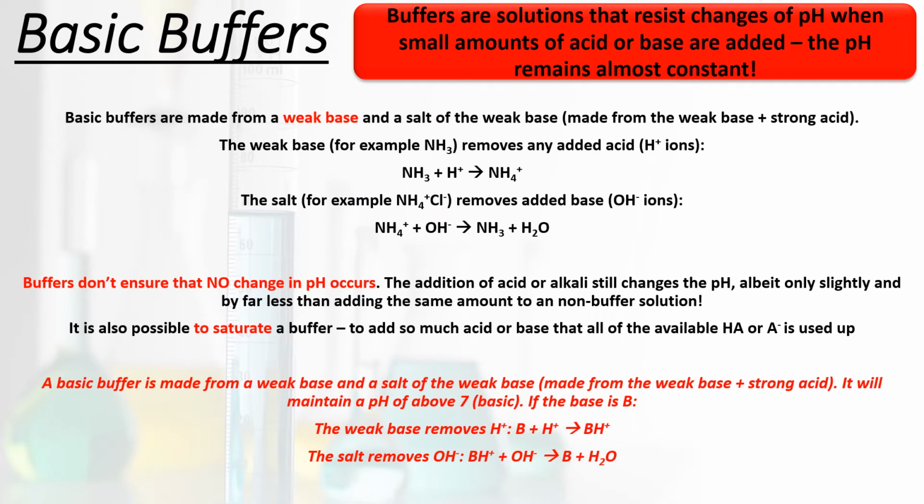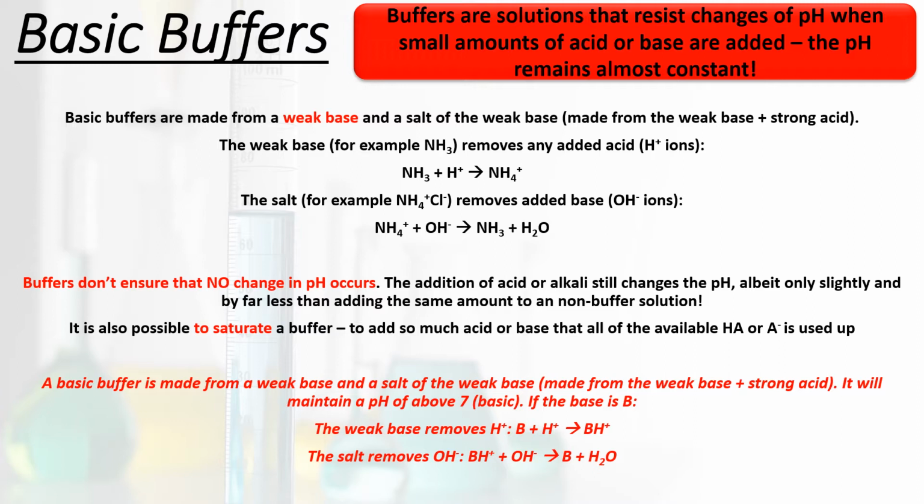The other side of the coin of this is a basic buffer. Now we make this from a weak base and the salt of a weak base. And the salt we can make from a weak base and a strong acid. So for example, if we take the weak base ammonia, the weak base will remove any added acid, so NH3 reacting with H+ to produce the ammonium ion. And the salt component, so if we're using ammonia, we can take our weak base ammonia, add a strong acid like HCl to make the ammonium chloride salt. This removes any added base, and it's the cation part of this, the NH4+, that reacts with any added base to regenerate the weak base and water.